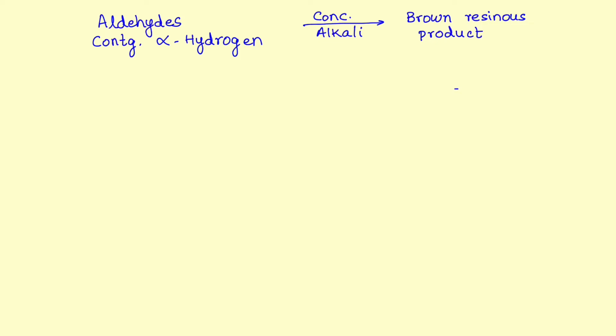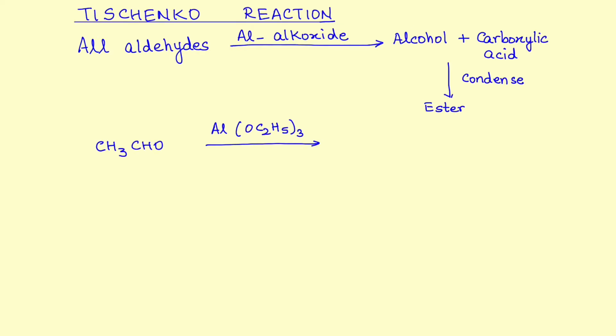What about aldehydes containing alpha hydrogen atom in the presence of concentrated alkali? Yes, they simply convert themselves into brown resinous products, which is a result of successive addition. We are not going to talk about this in greater detail, and we shall move on to the next reaction called the Tishchenko reaction. It's nothing but an extension of Cannizzaro's reaction. Only thing is, this reaction is shown by all aldehydes, whether they have alpha hydrogen or do not have alpha hydrogen atom. But our catalyst or the reaction medium is going to change.